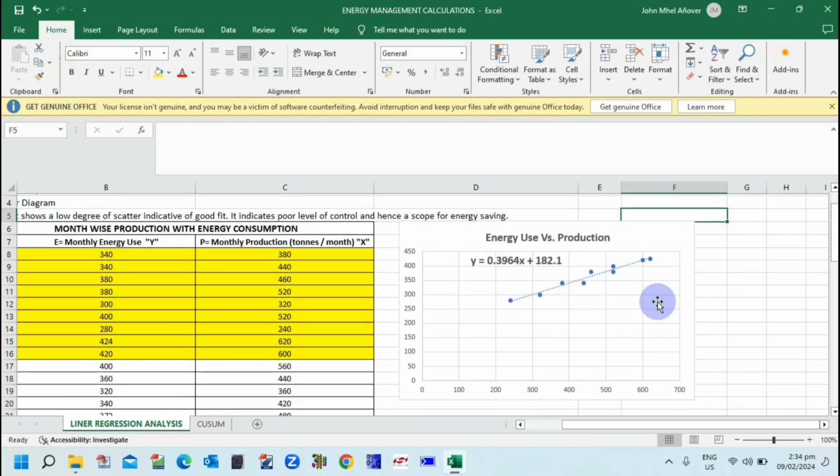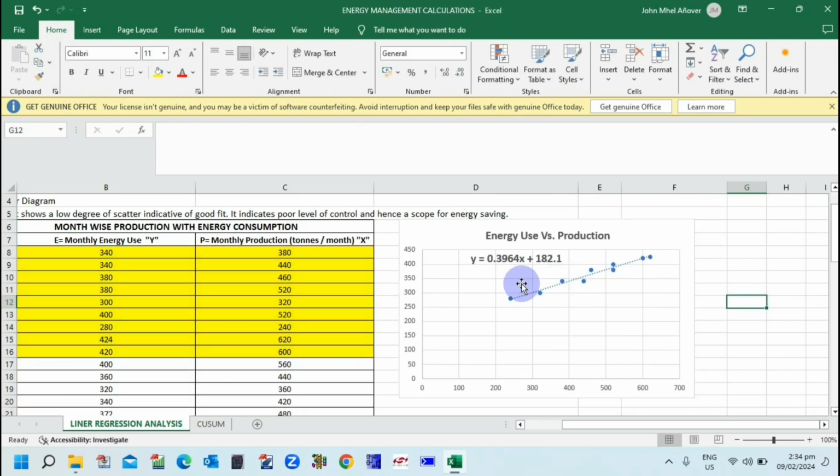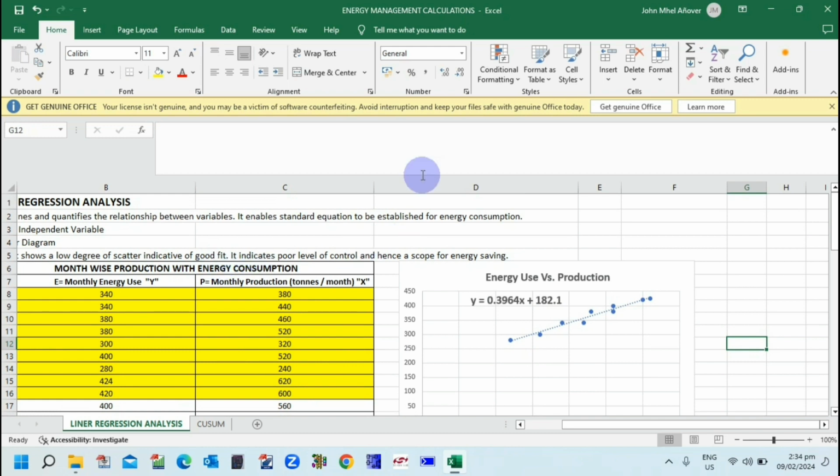So that is the powerful tool that we use in energy management calculation, which is the regression analysis. In the next video, we will discuss the cumulative sum. Thank you very much.